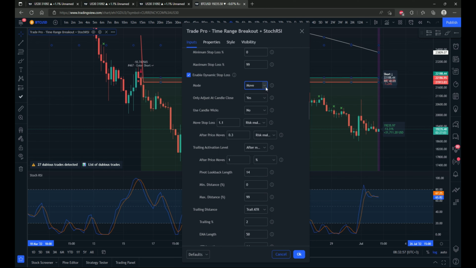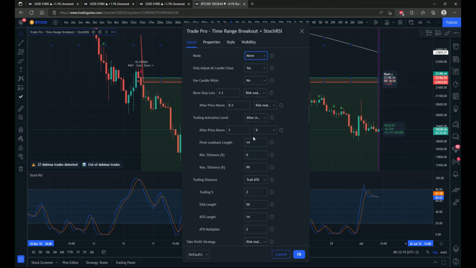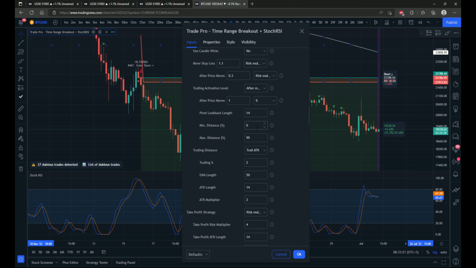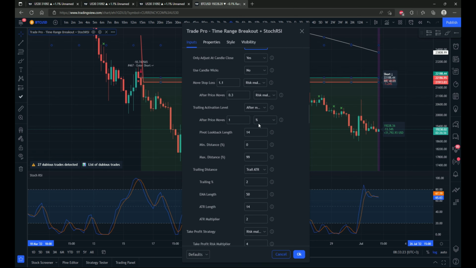Now, coming down to the next section, we have the ability to enable a dynamic stop loss. That is a stop loss that either moves, trails, or moves and trails, and all of the specifics are determined based on the settings you choose here. I have it just set to move, and I have it moving into profit, or 1.1 times the risk, after price has moved 0.3 times the risk in my trade's favor.